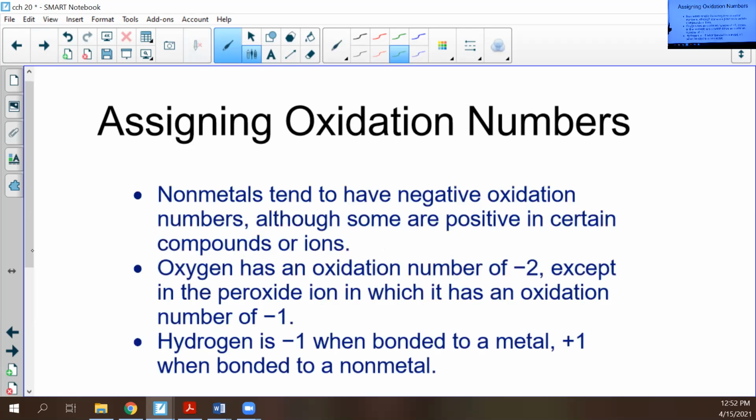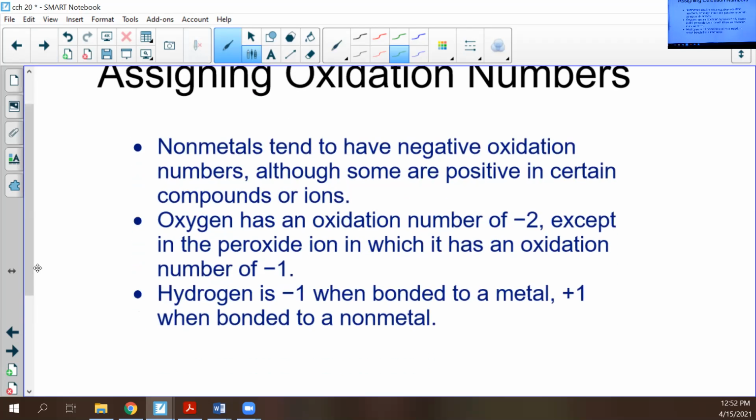Okay. Non-metals tend to have negative oxidation numbers, but especially in oxyanions, they can be positive. But most of the time, they'll have a negative value. And then this is the number one thing that kind of drives a lot of what we do. Oxygen has an oxidation number of -2, except in the peroxide ion in which it has a number of -1. And this is super rare. So just please memorize oxygen is always a -2.